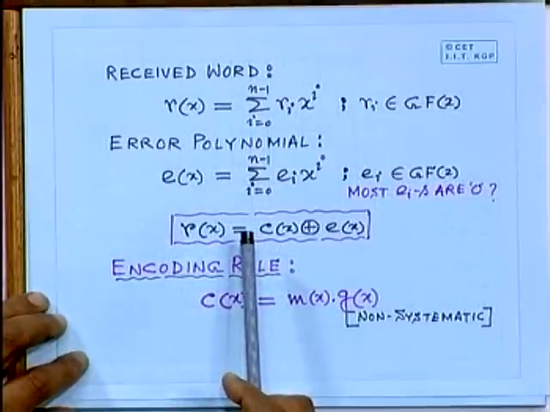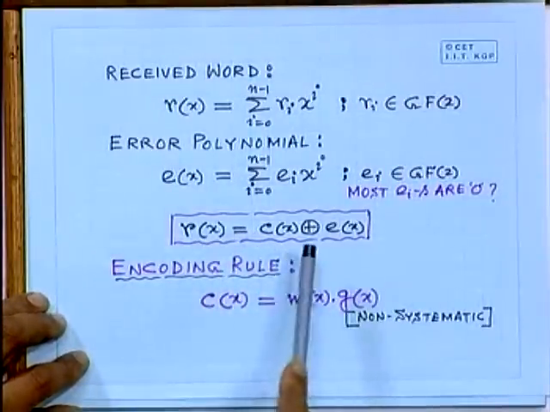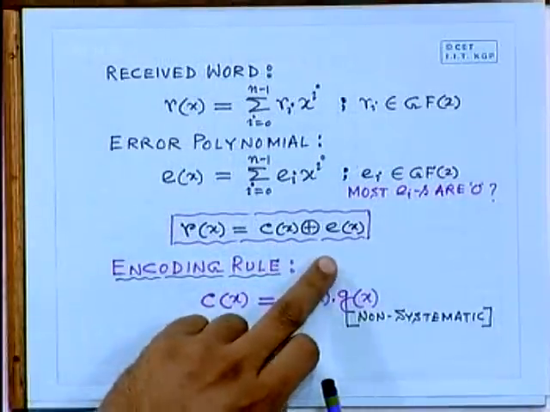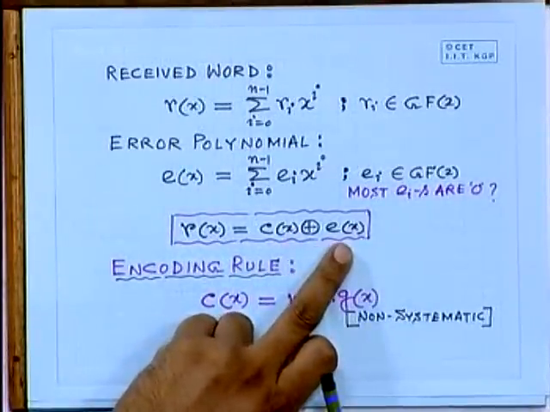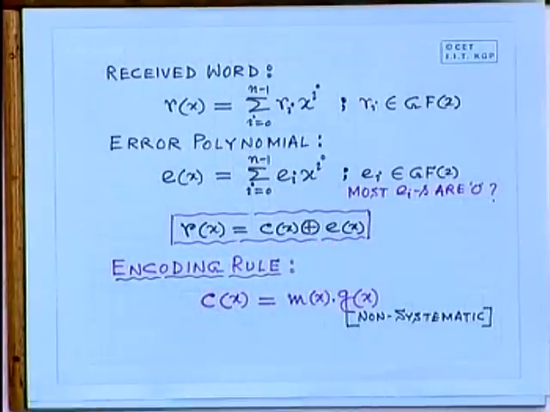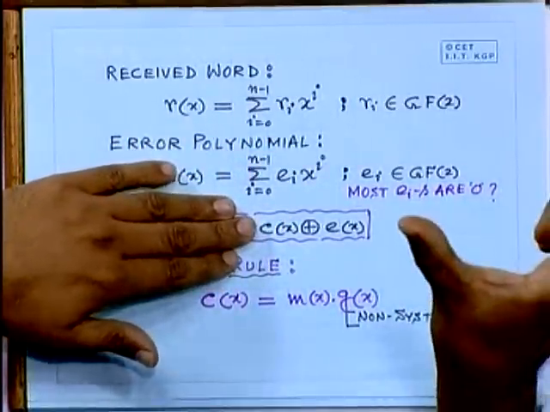This XOR is a bitwise XOR, because if you think a little bit about what I meant by x being an indeterminate, if I have to add two polynomials C of x and E of x, both of which have the same degree of n minus 1, then addition has to be bit by bit. As if you have stored C of x and E of x in n-bit registers, and XOR them bit by bit, you get R of x. So, XORing is a bit by bit operation.